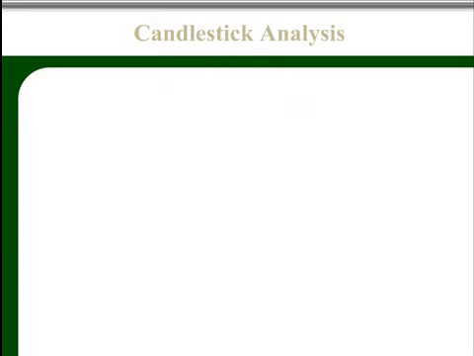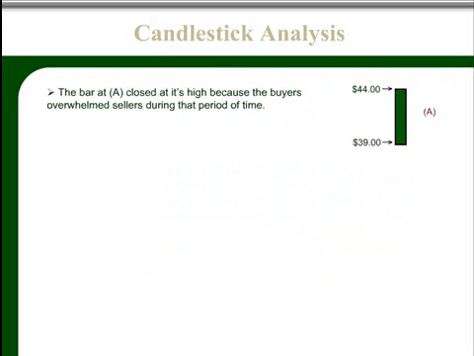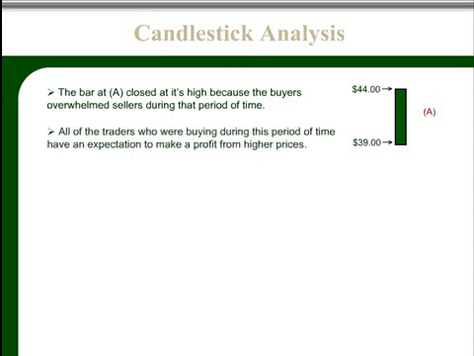When analyzing candlesticks, think about how the current price is affecting traders who recently committed to a position. The bar at A closed at its high because the buyers overwhelmed sellers during that period of time. When this bar closed at its high, all of the traders who entered a long position on this bar are confident because they are all profitable with their position. All of the traders who are buying during this period of time have an expectation to make a profit from higher prices. The close of this bar is confirming their expectation.